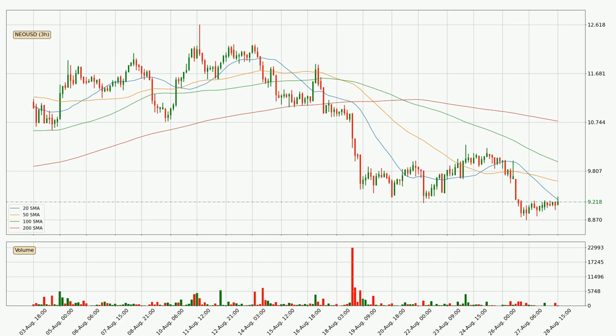The 20 SMA will play as resistance, or the price will peak above the current price, which is around 9.25. However, the shorter time frames are not very accurate, and the bigger time intervals like the daily should also be considered for longer price development.